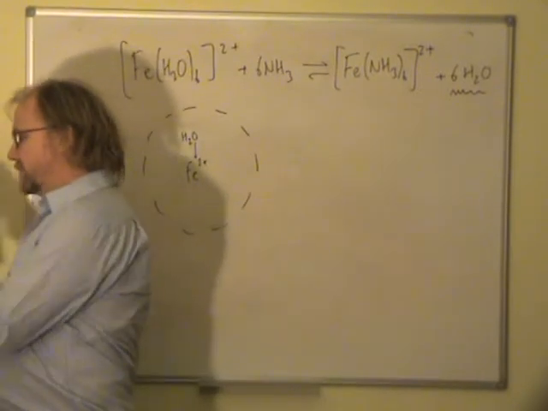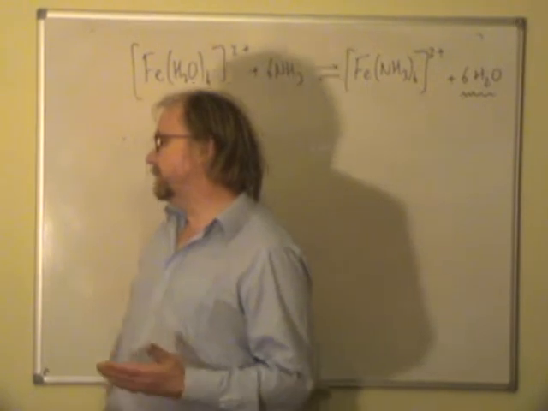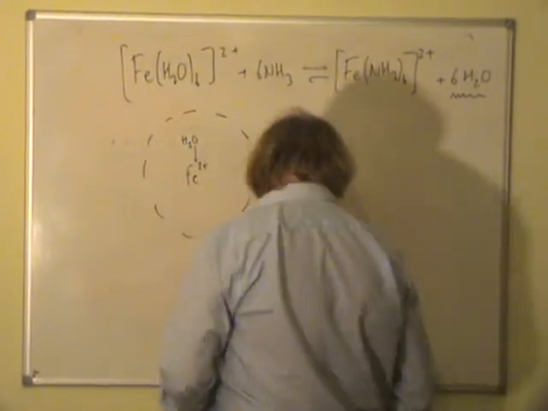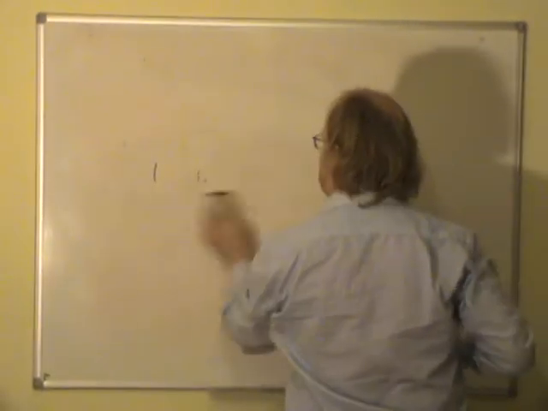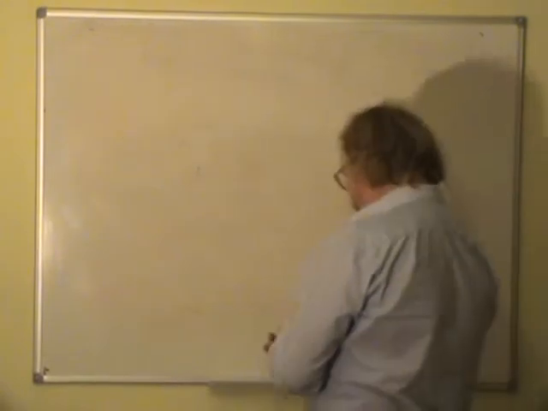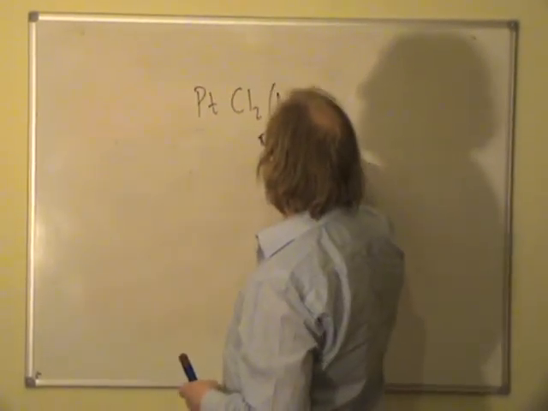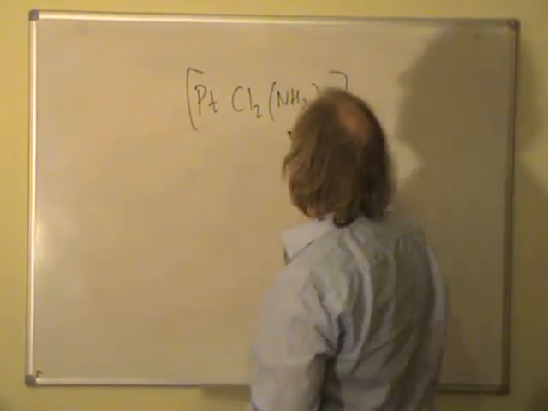Okay, let's move along to the next bit. Cisplatin, we're being asked about now. First of all, we've got to explain why it's neutral. So let's have a look at that formula for cisplatin, so we can see why that is. So we've got platinum, Cl2, NH3, 2.